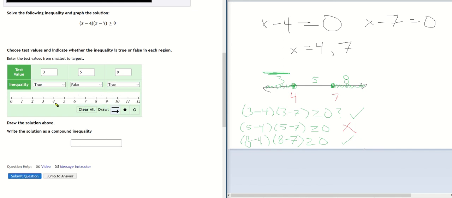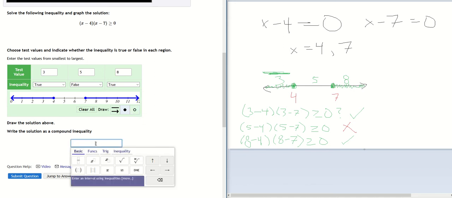And now I just need to draw in what I got over here. So from 4 back to negative infinity, and then from 7 to infinity. Since it was included, I'm going to use the closed circle. If it had been strictly greater than, I would have used the open circle right here. And then we're writing these not in interval notation, but we're writing them in compound inequality notation.